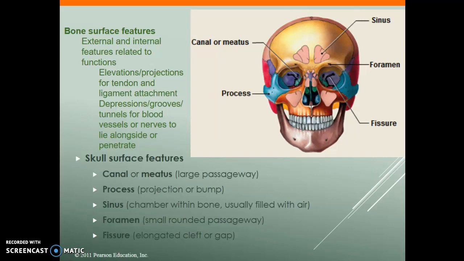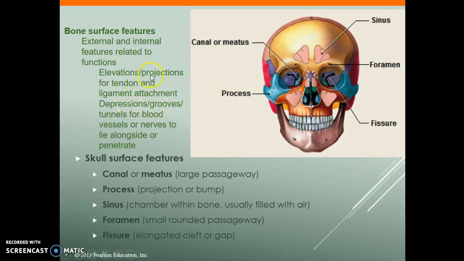A meatus or canal is a passageway, such as the passageway going to your ear. A process is a bump. A foramen is a small opening. For example, down here in the chin, we have a mental foramen, and we will see that nerves pass through there to the face. A fissure is an elongated cleft or gap, such as this one in the eye orbit here, and this allows the cranial nerve, the optic nerve, to pass through.